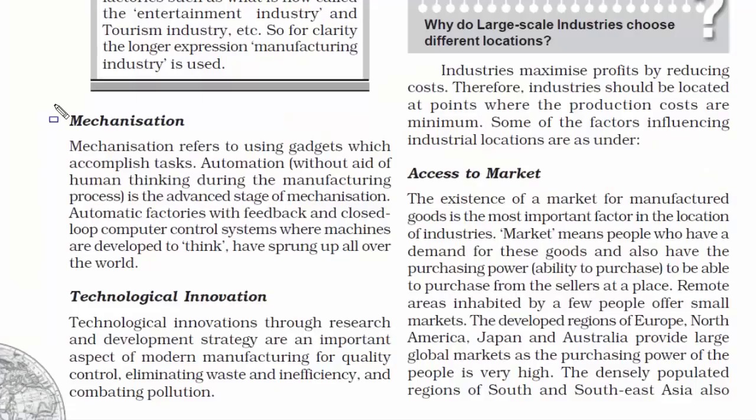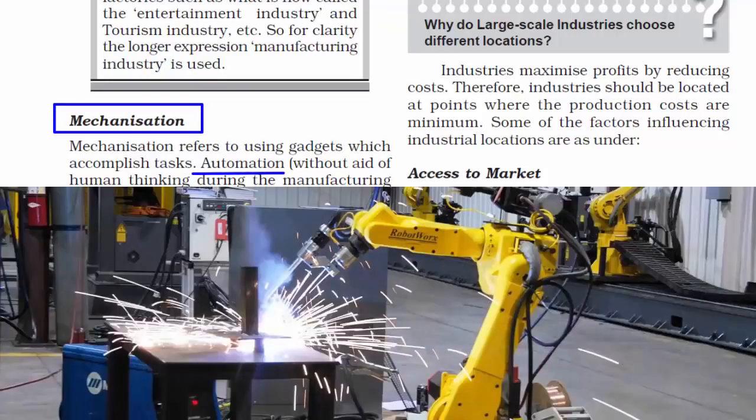The second quality is mechanization. To accomplish any work, you need tools. To finish a bigger job, you need bigger and better tools. In modern factories, automation plays a very important role.